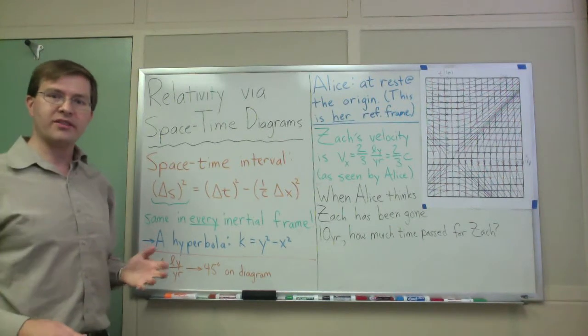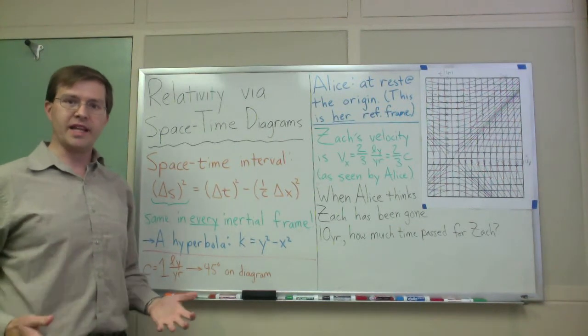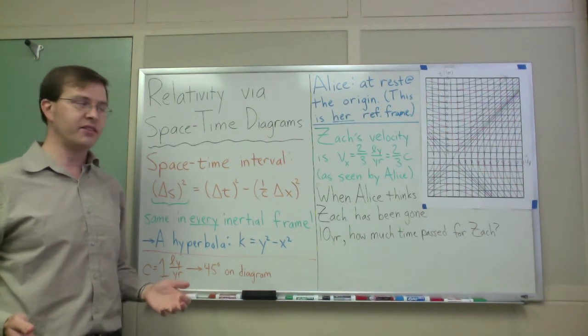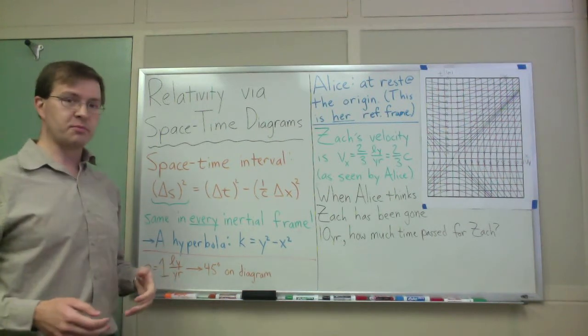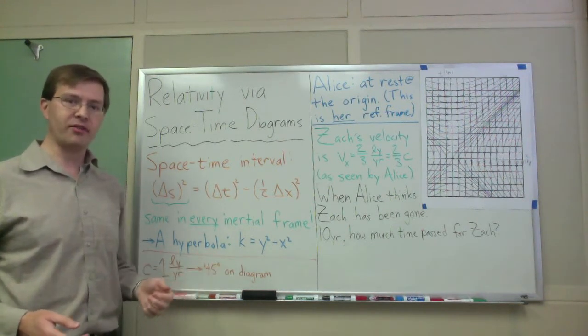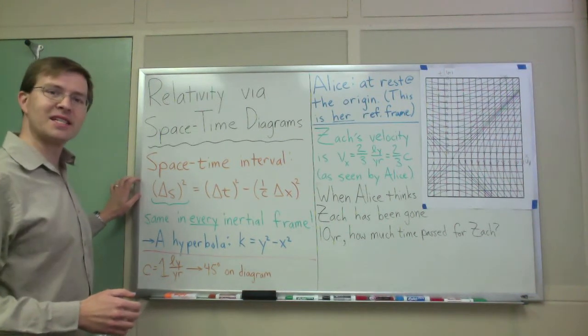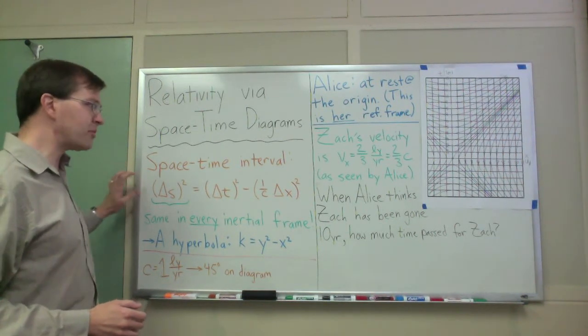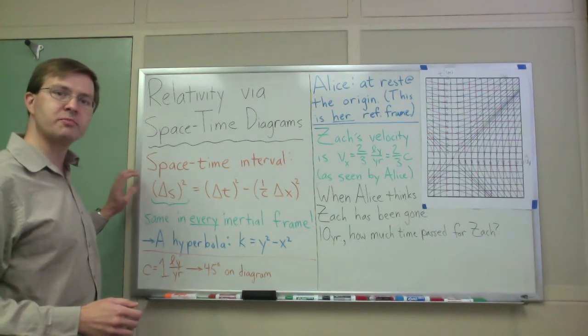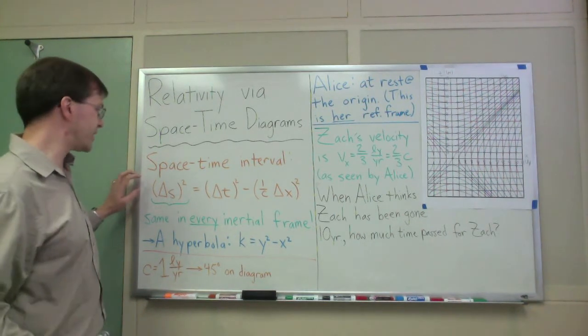Every observer in relativity experiences time differently. That's one of the fundamental facts about relativity. Every observer experiences space differently. That's another fundamental fact. But what everyone can agree on is the space-time interval. This is fundamental to the structure of space and time as seen in relativity.